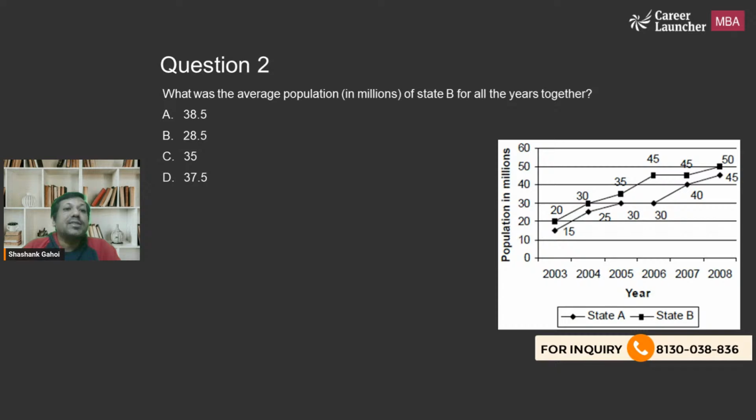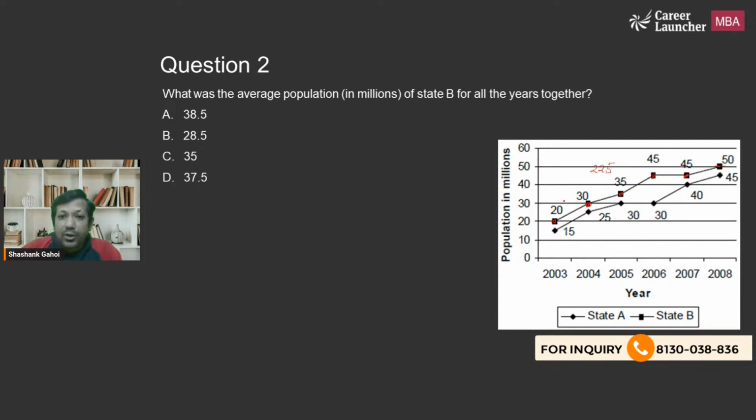Now the question asks what is the average population for state B, all years taken together. So it is 20 plus 30. 20 plus 30 is 50. 50 plus this is going to be 80, so that is going to be 130. 130 plus 50 is going to be 180. 180 plus 45 is going to be 225.